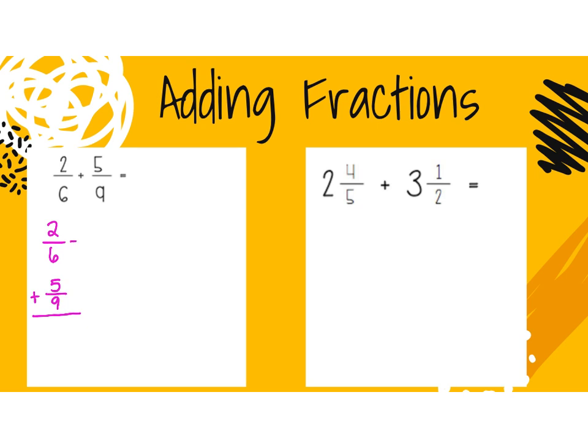I will find a common denominator for both 6 and 9, and I know that 18 is a common denominator of both numbers. Six times 3 is 18. 2 times 3 is 6. 9 times 2 is 18. 5 times 2 is 10.